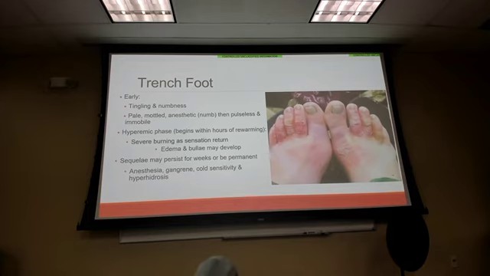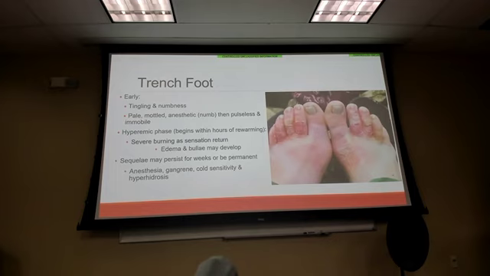But early, you get the tingling and numbness, so it looks pale, mottled. It might be erythematous, and then it leads to pulseless, immobile. Typically just mainly on the toes and foot. Once they start rewarming, it starts to become really painful. So they get that severe burning sensation. You get edema, blisters, like you see in the picture there. And then they can have sequela for sometimes weeks.